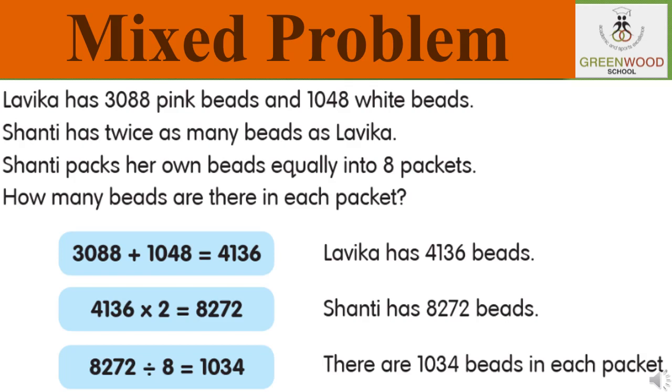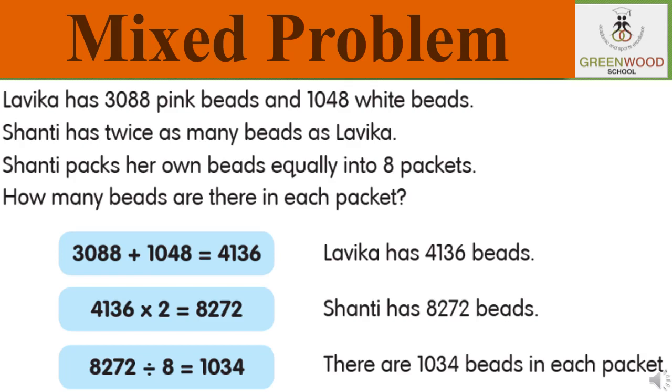See the first line. Lavika has 3088 pink beads and 1048 white beads. So first we'll find how many beads Lavika has. So first we have to add these two numbers. So we'll use the plus operation. 3088 plus 1048 is equal to 4136. So Lavika has this many beads. Now read the second line. Shanti has twice as many beads as Lavika. So we'll multiply 4136 by 2. And we get our answer as 8272.